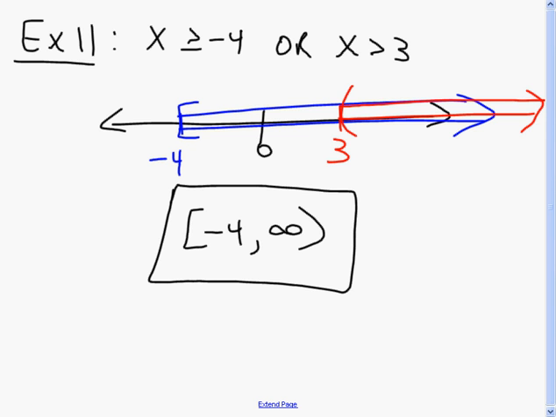Okay. Let's talk about the intersection. So go back to page 83. Definition of the intersection of two sets: those elements that are common to both sets. So I gave you a couple examples.